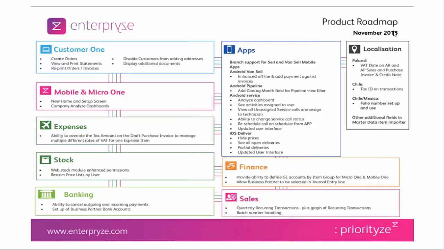Expenses, we'll show you how you can actually chop and change the VAT. It's been a request from some customers saying that the bottom line price they wanted to keep the same, but there might be a slight variation in VAT. So you can actually do that now in the expenses. Stock. Also now, just regarding price lists, we can actually do it now by user as opposed to, I suppose, the global environment.